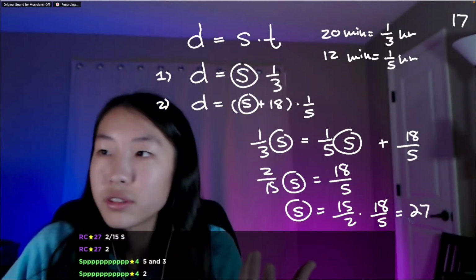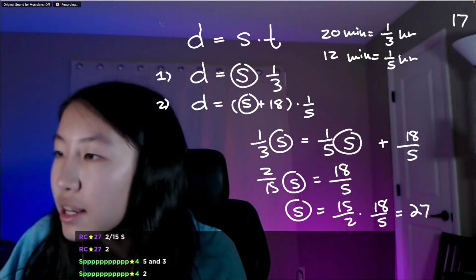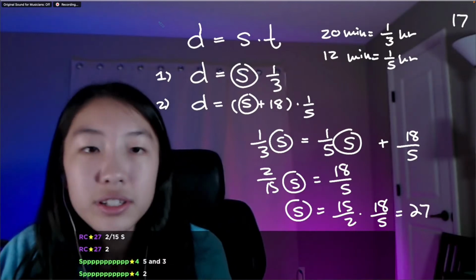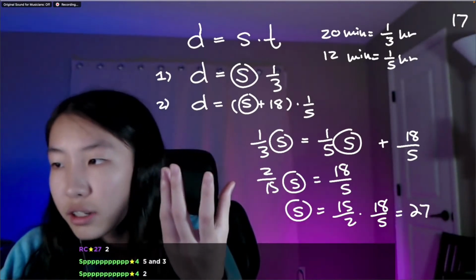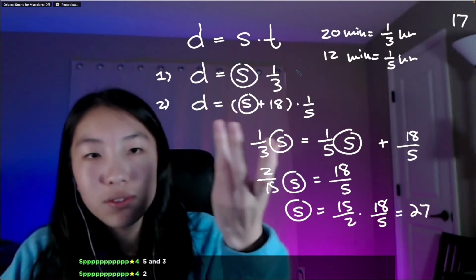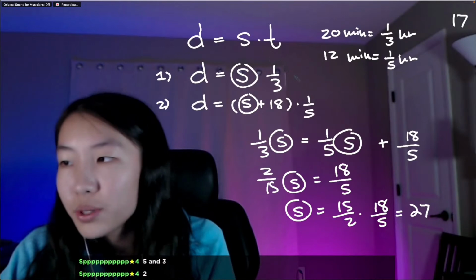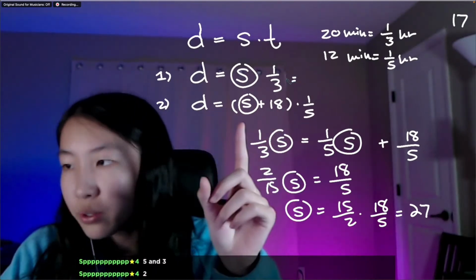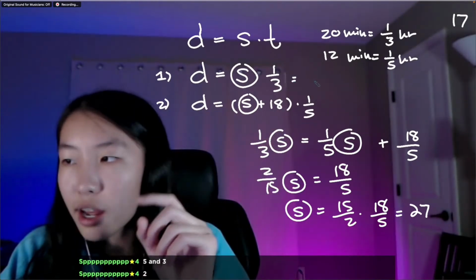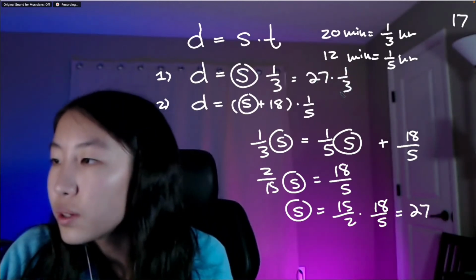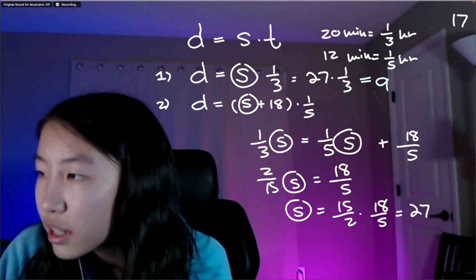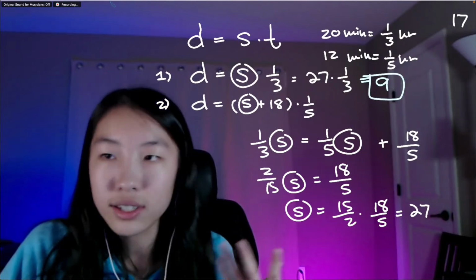And so now, what was the problem asking for? The miles it takes to get to school. So again, we're solving for D here. And we can technically choose either of these equations to solve for, but clearly the first equation is much simpler. So let's do that. S times 1/3 is 27 times 1/3. So our answer is going to be 9. And that is answer choice D.